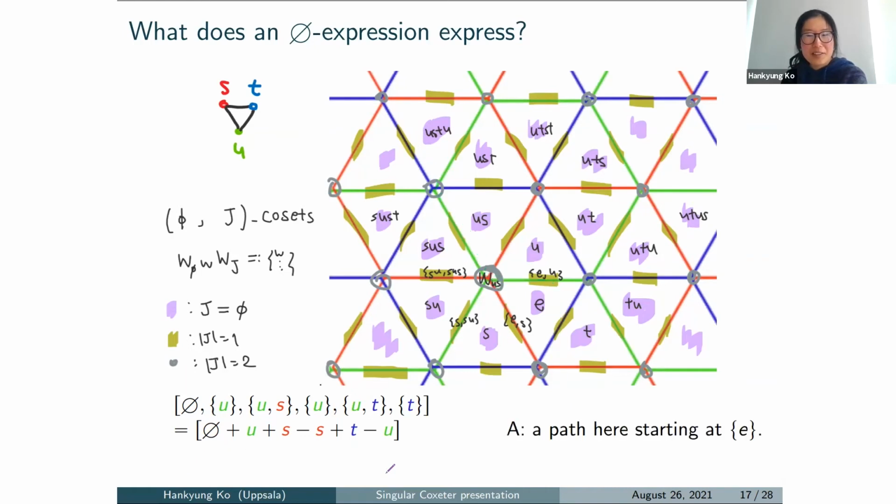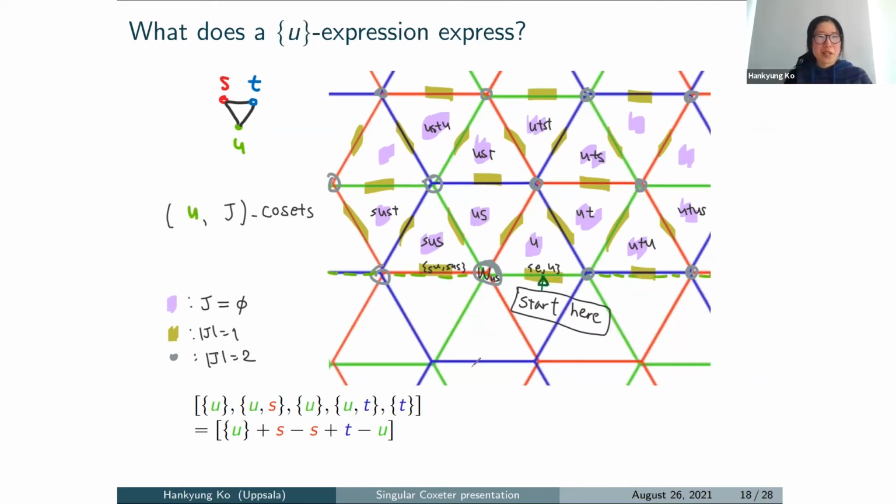Now let's look at, so the answer to this question is a pass starting there. Now let's take something that's not empty on the left. We can take U. And I wrote some of the U, J cosets in the same way, but what I did here is that I said, so this is the original hyperplane corresponding to U. And if you multiply U on the left, it sends, for example, this to this.